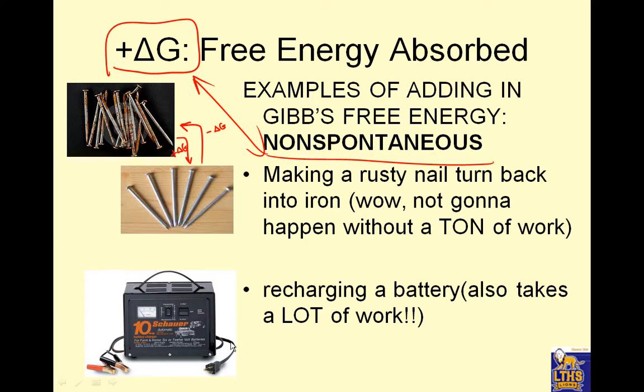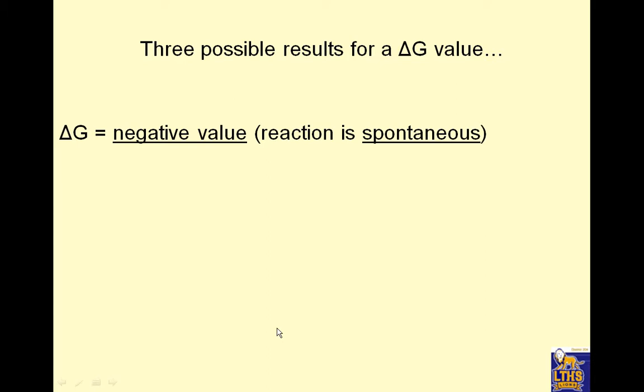Okay. Also, if you want to recharge a battery, you have to do a lot of work to make that chemical reaction be reversed. So you have to add in extra free energy. Okay. So there are three possible ways to represent delta G. You can have a negative value, and anytime you have a negative delta G, that means free energy is given off to do some other work.